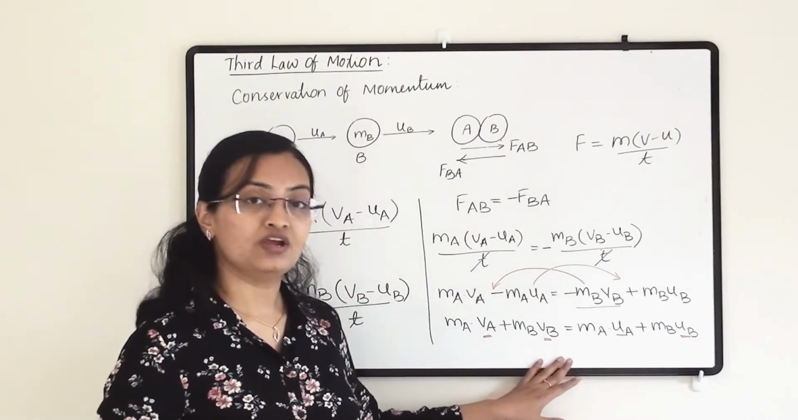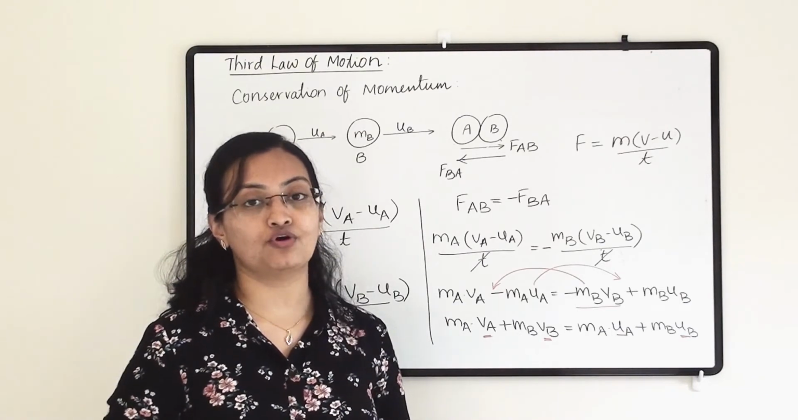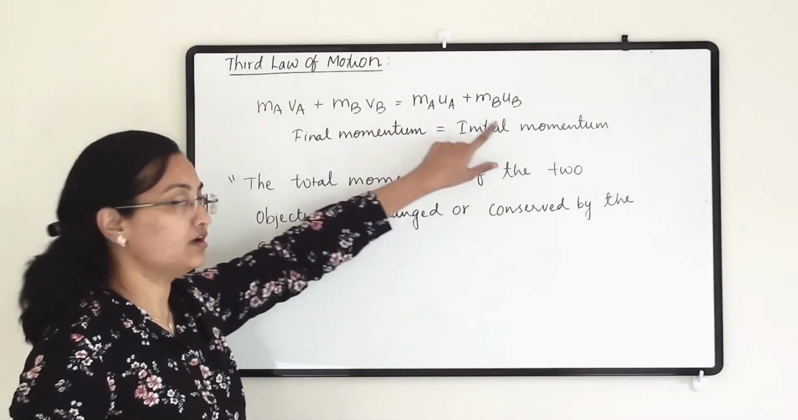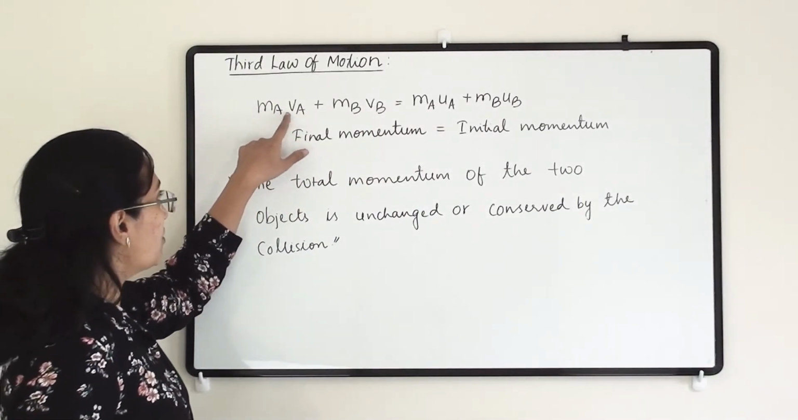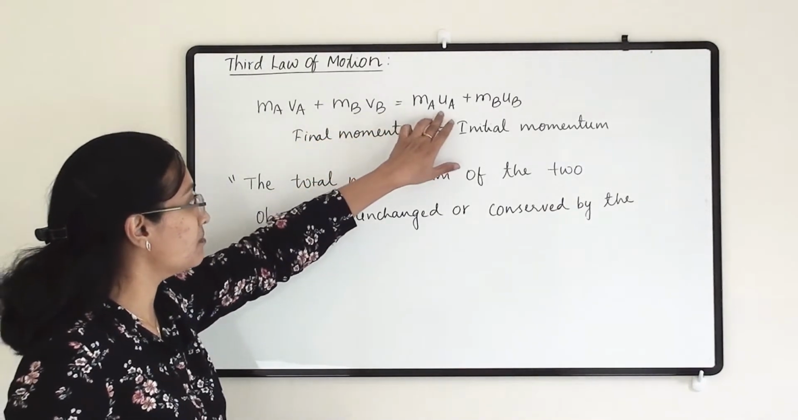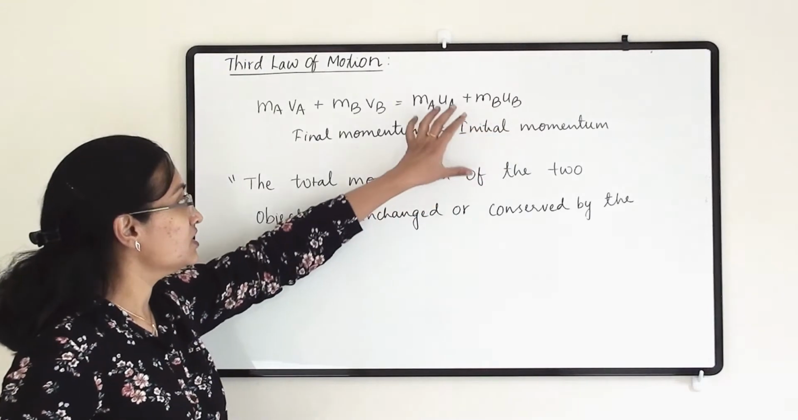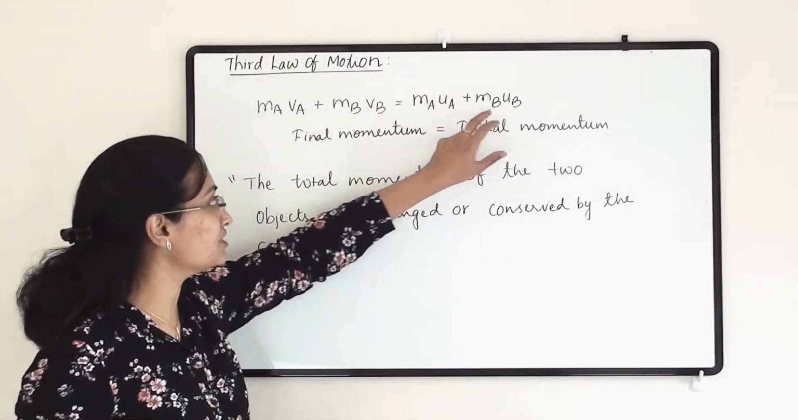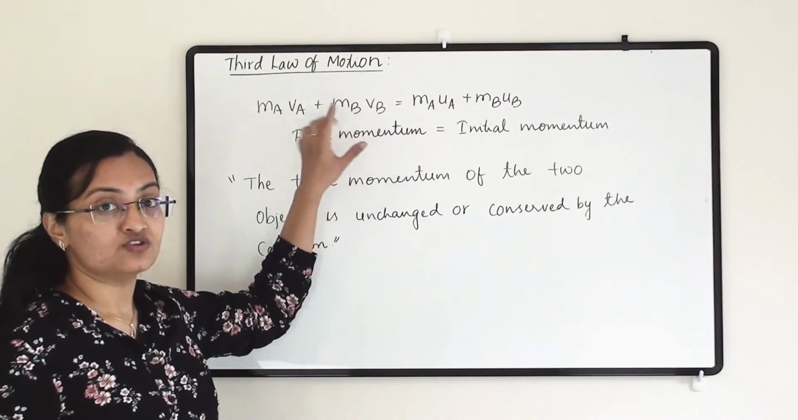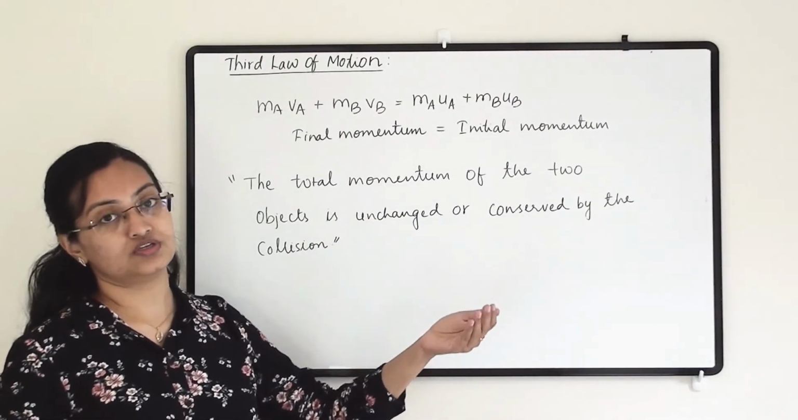So from this equation, we are going to write the statement of the third law of motion, which is about conservation of momentum. This is what we have derived from the situation, that final momentum equals initial momentum. Final momentum means mass of an object with its final velocity, mass of another object with its final velocity, and mass of an object with initial velocity and another object's mass with its initial velocity. So each of these gives us momentum. So addition of the initial situation's momentum equals addition of the final situation's momentum.